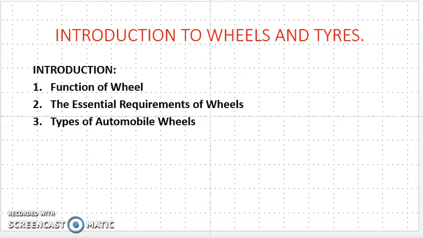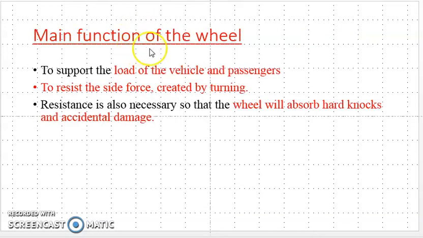Before that, you should know what is the function of the wheel. After that, what are the requirements of the wheels you have to consider while designing the vehicle, and what are the different types of automobile wheels that we are going to learn in this chapter. Just see what is the main function of the wheel.